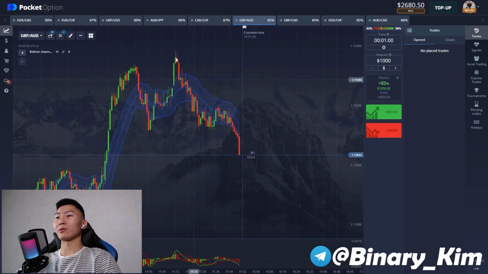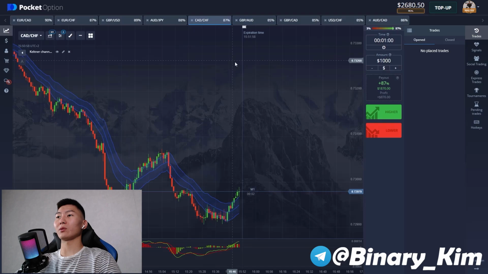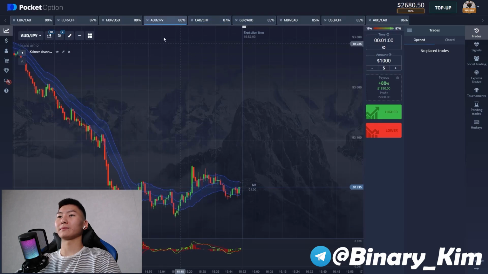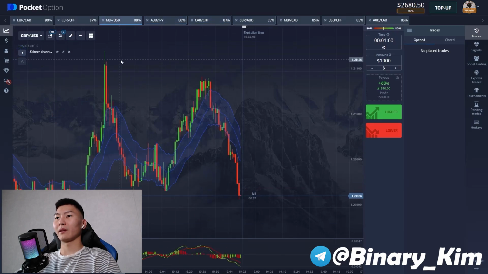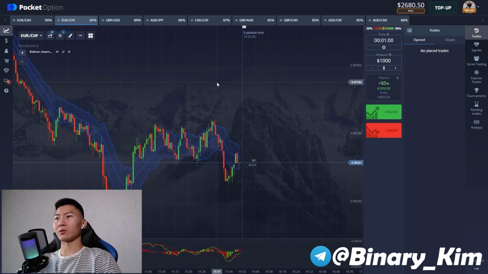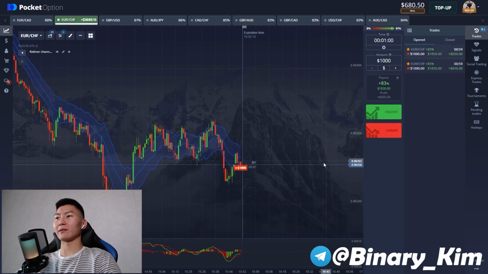Here we see a strong movement to the downside and let's hold off opening here. Here is flat, opening here is also a bad idea. So let's take a look at here. We open two short positions, guys. I'll explain the principle of trade entry.